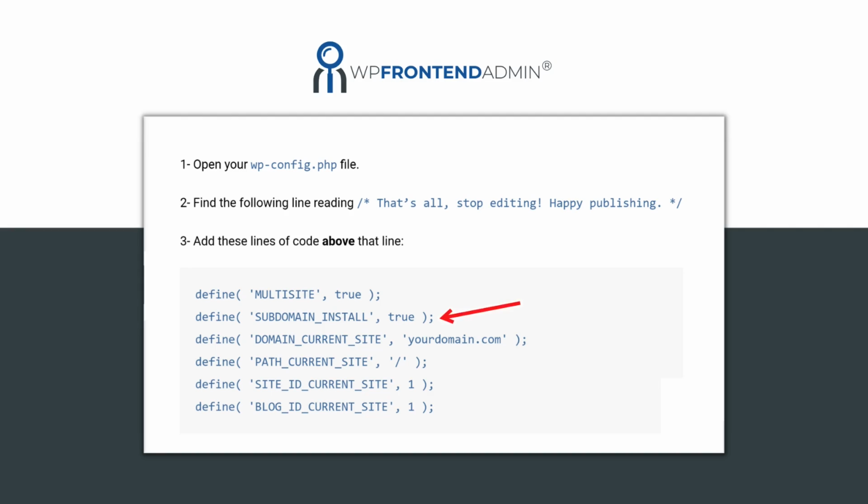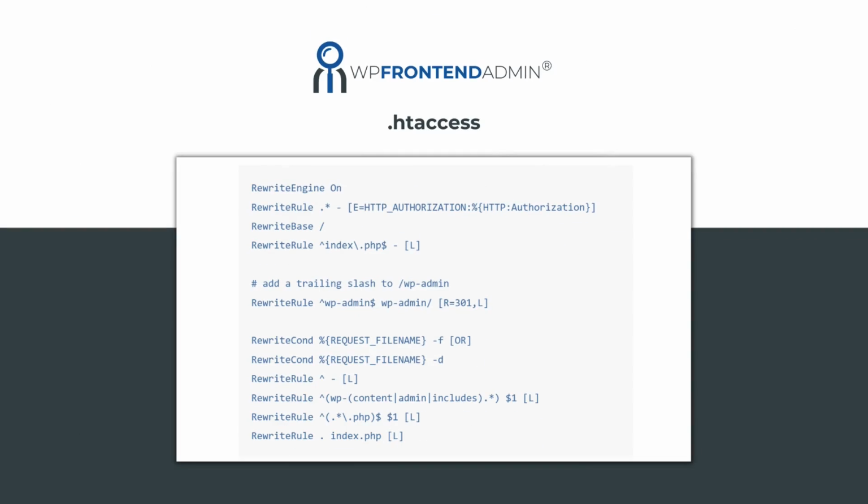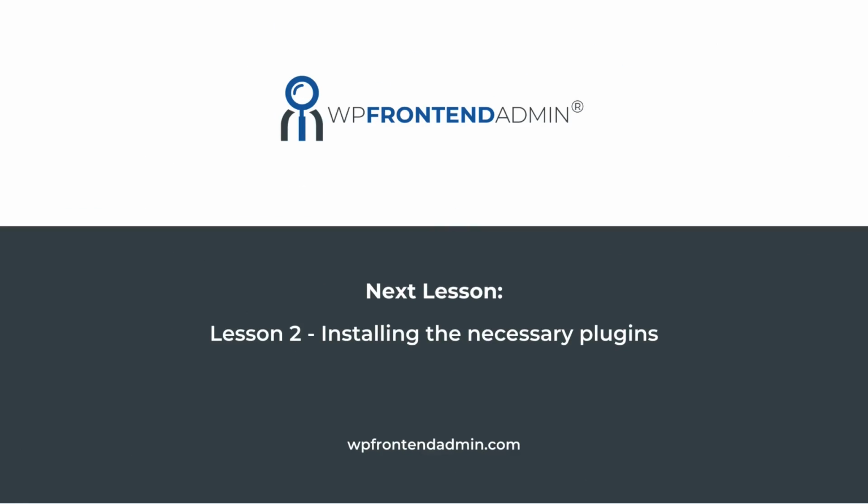Something important to mention is that your multi-site network must be a subdomains network, so make sure you add this line of code. Also, make sure you replace this with your own domain. Besides editing the wp-config file, you need to make sure your htaccess file has the following code. If you don't have an htaccess file, you can create it and paste the code, which you can copy from our text lesson. Now that you have created a subdomains multi-site network, you're ready to install all the necessary plugins to build your e-commerce platform, which we'll do in the next lesson.